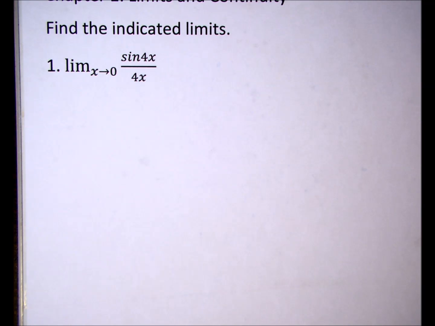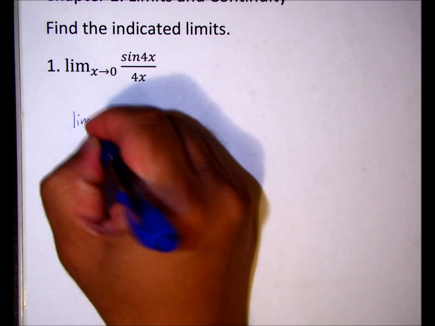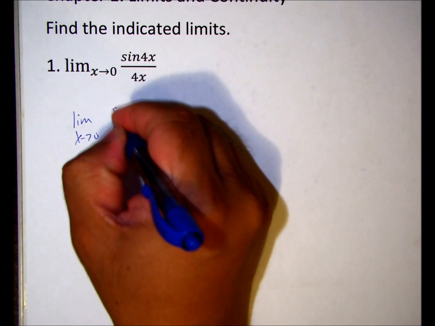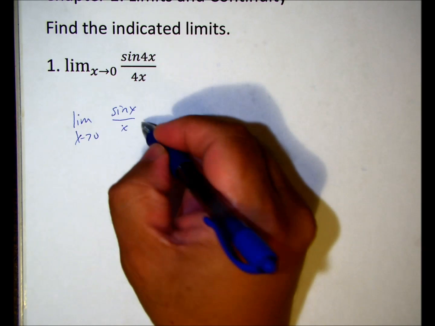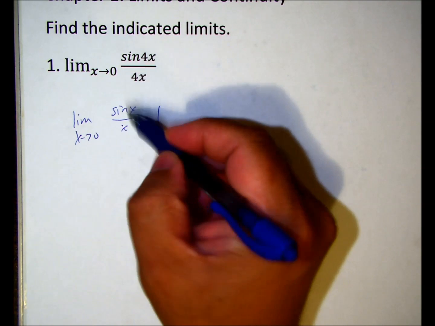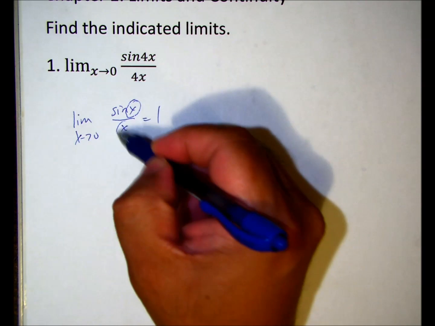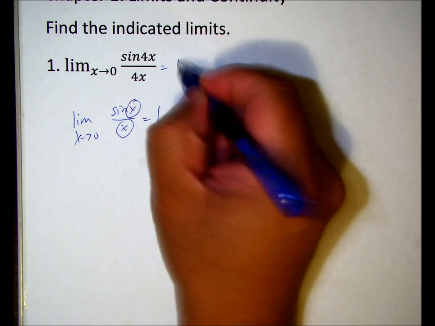Okay, here we're finding the limit. The limit you should be familiar with is this one. The limit of this is 1. For this to be true, when there's little variations, these two parts must be identical. In this case, they are identical, so the limit is 1.